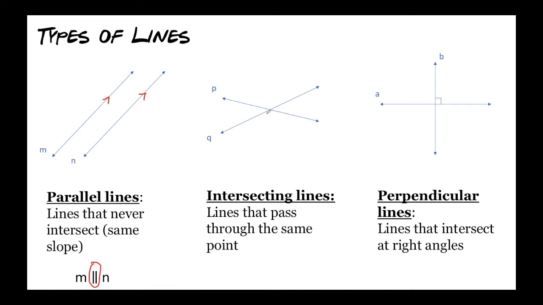Unlike parallel lines, intersecting lines pass through the same point. Here we can see that line P and line Q intersect at this point right here. If lines intersect at a right angle, they are called perpendicular lines. We can tell if two lines are perpendicular to each other if there is a right angle created at the intersection, denoted by a square. It might also be given in the problem.